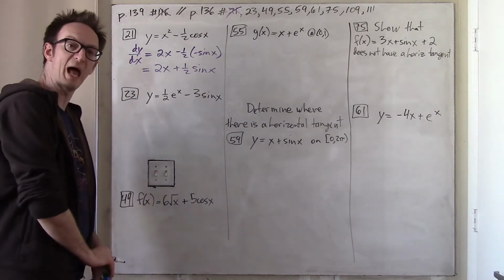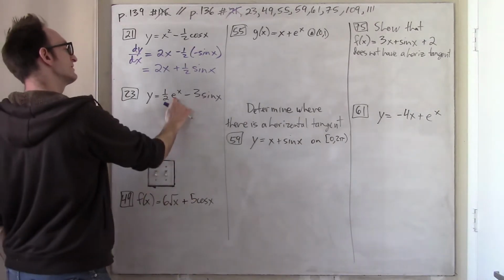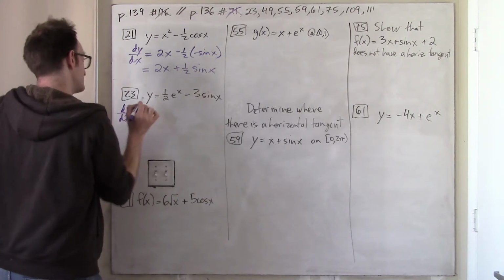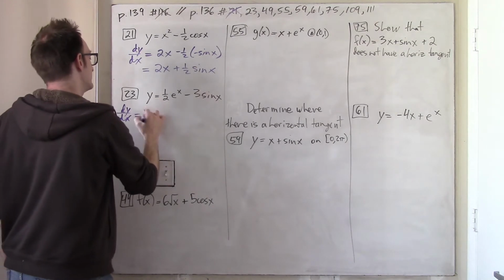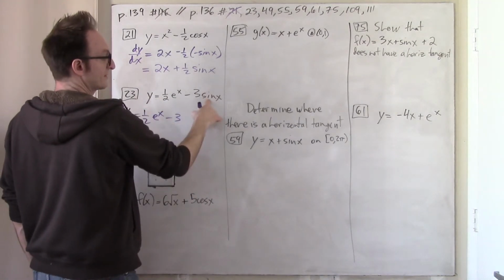Okay, we spent an hour or something in this video from last week determining that the derivative of e to the x is e to the x. So now comes the sort of mindless practice. What is the derivative of 1/2 e to the x? Well, it's 1/2 e to the x minus 3 times, what's the derivative of sine?